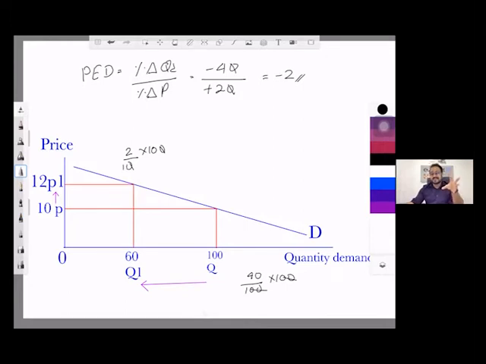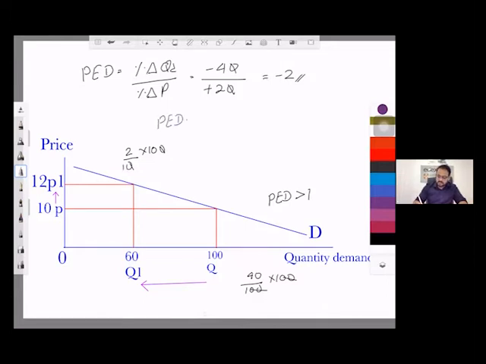What does it mean? When you increase the price by 1%, quantity demand reduces by 2 times, a larger percentage. Is that clear? So that is elastic. And always remember, if the PED value is greater than 1, it is elastic. So you may wonder, sir, this is a very difficult equation. Can you teach me an easy one? No worries, here is the easy one.